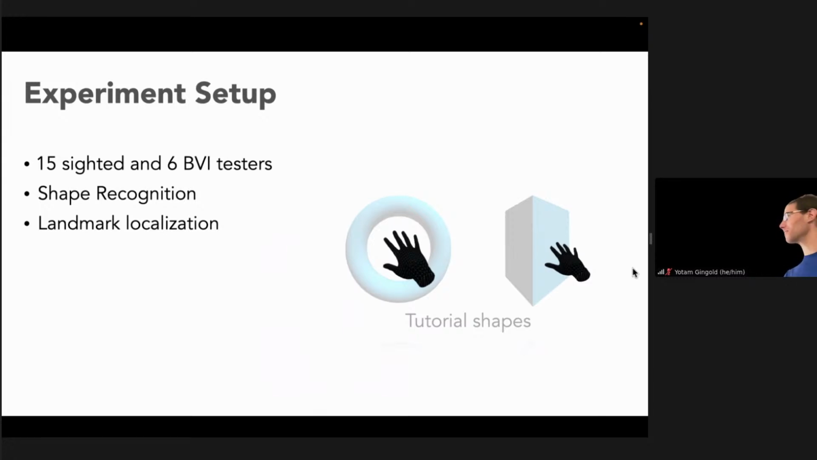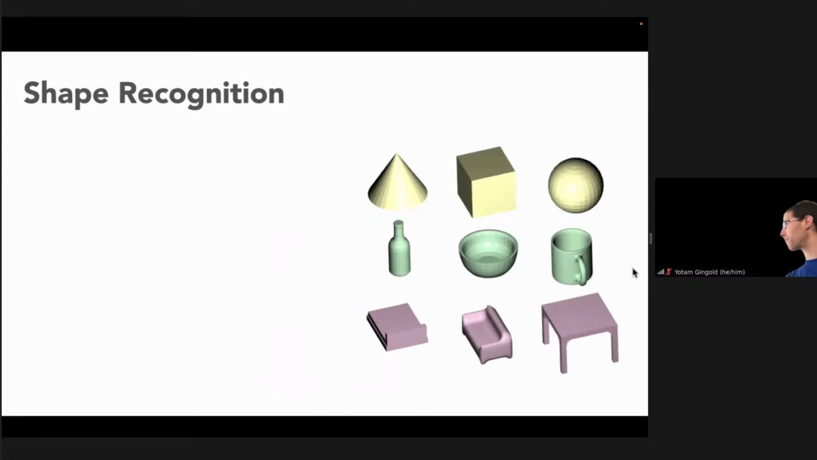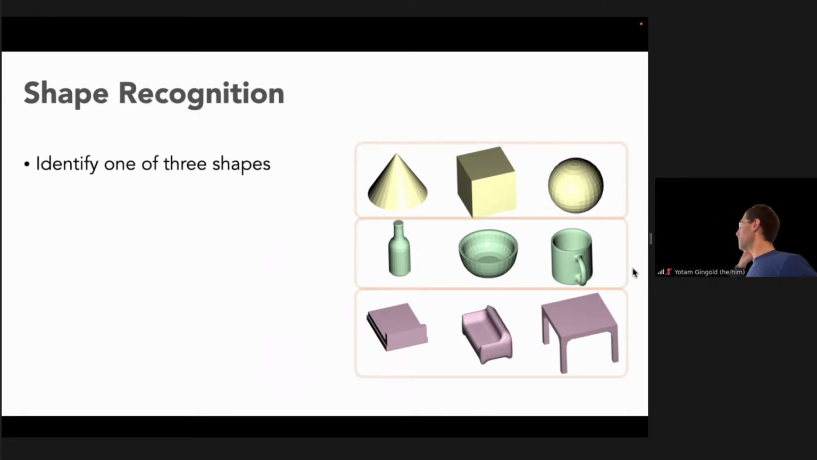Shape recognition was like, okay, here are some sets of shapes. We got 3 sets of shapes, some simple ones, some medium ones, slightly more complicated ones, but nothing too complex. They're in these groups, and we tell them, it is either a cone, a cube, or a sphere. Can you identify it? If we can't do this, then we probably can't do anything.